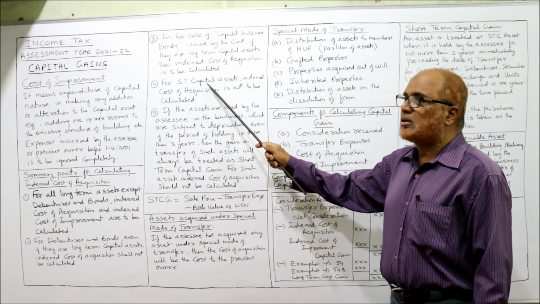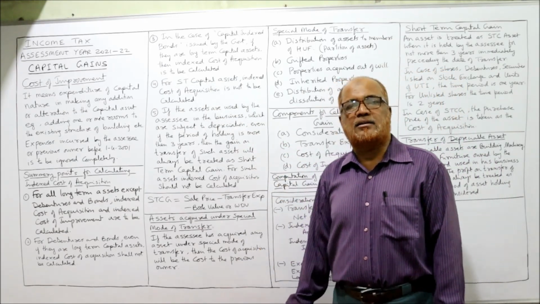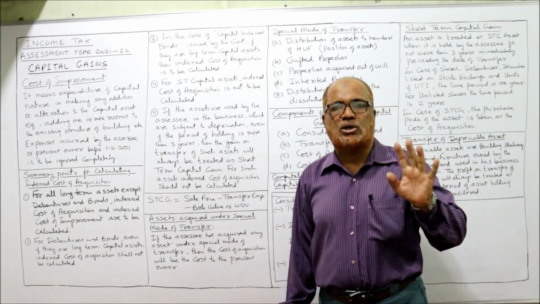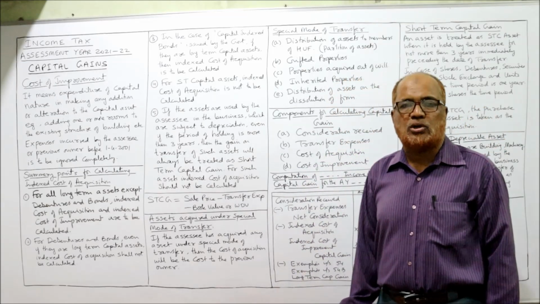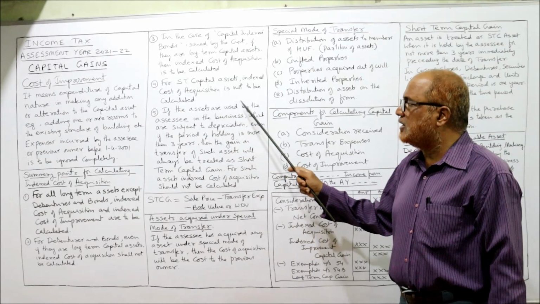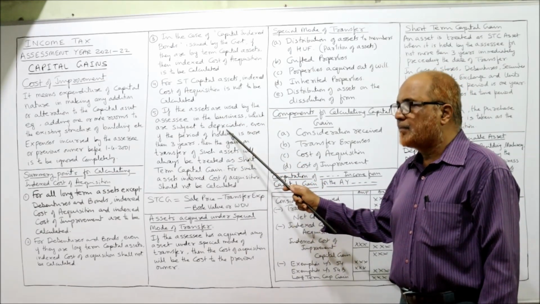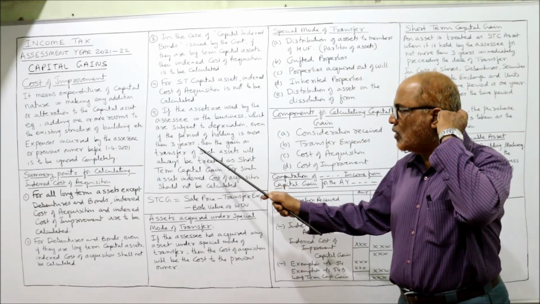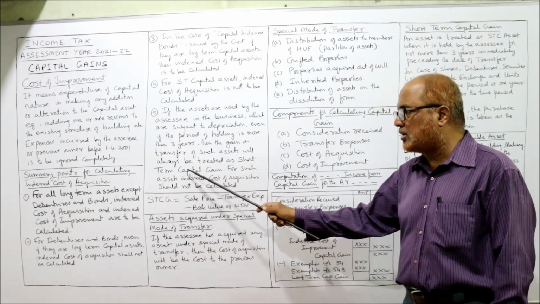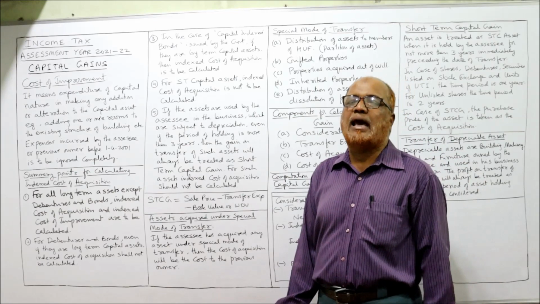Next one, for short-term capital assets, indexed cost of acquisition is not at all calculated. Only for long-term capital assets. Short-term capital assets not allowed. If assets are used by the assessee in the business, which are subject to depreciation, even if the period of holding is more than 3 years, then the gain on transfer of such assets will always be treated as short-term capital gain. For such assets, indexed cost of acquisition shall not be calculated.